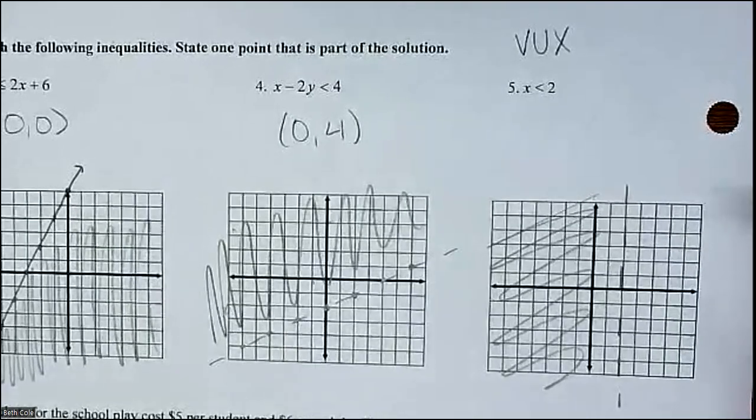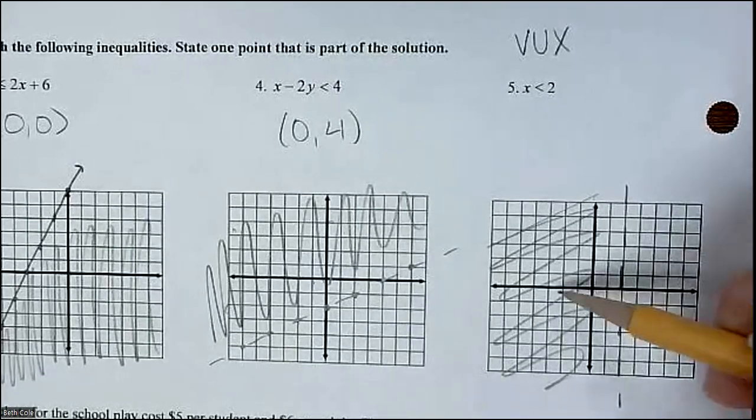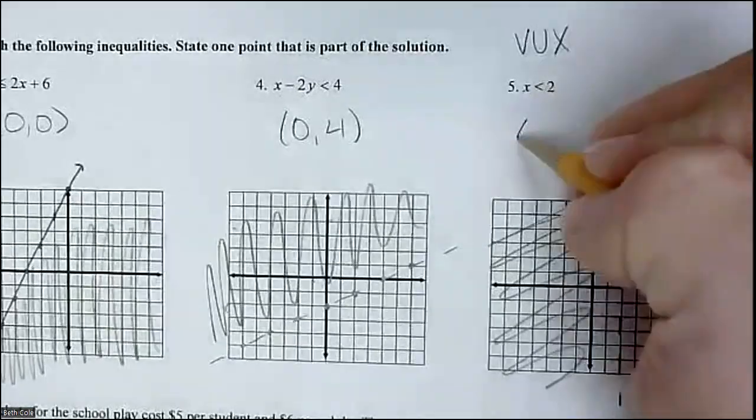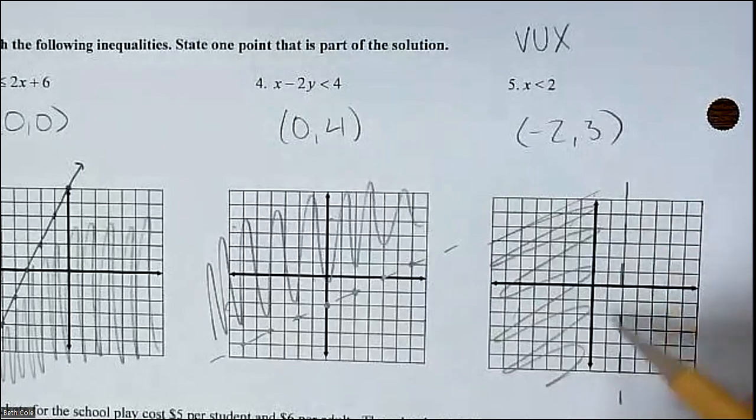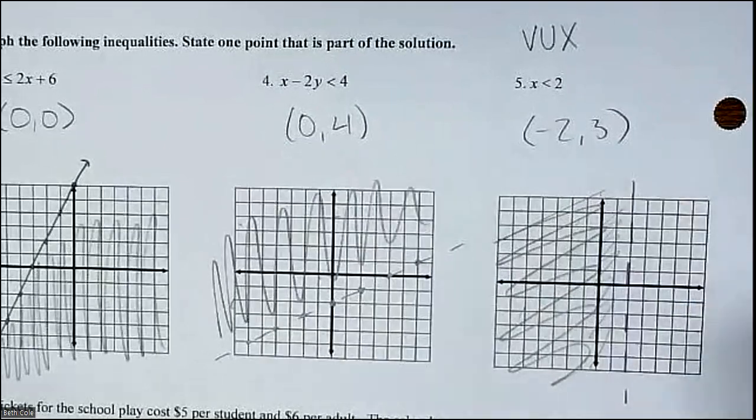All right, and then pick a point that's part of the solution. I'm going to pick -2, 3. Again, any point that's over here counts. Right, points on the line would not count since it's dotted.